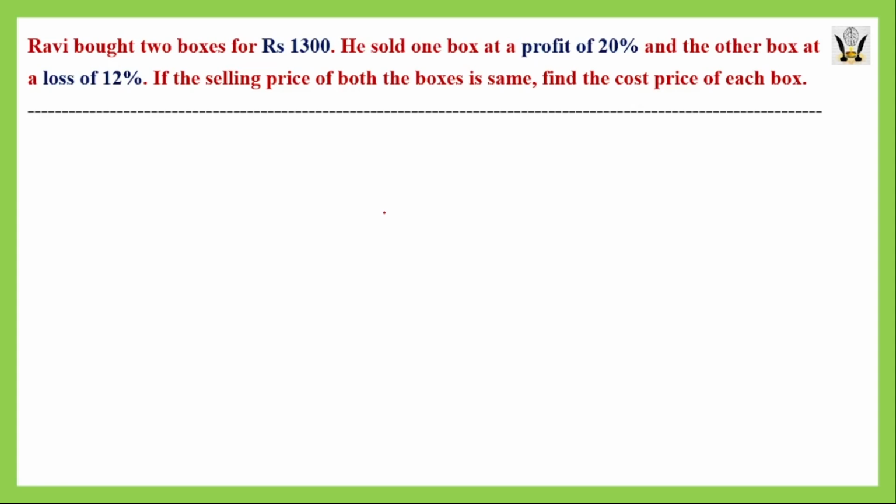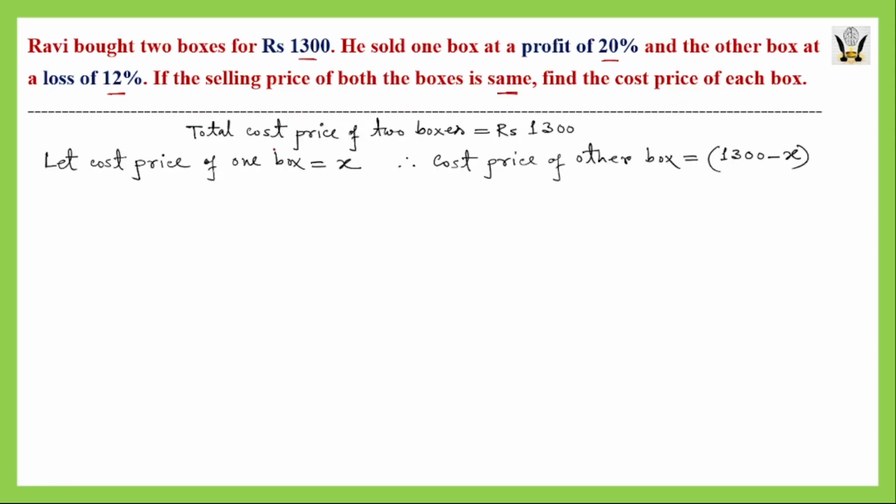So what information is given to us is the total cost price of two boxes, which is 1300. Then he sold one box at a profit of 20% and the other box at a loss of 12%. And the fourth piece of information given is that the selling price of both the boxes is the same. What we have to find here is the cost price of each box. The total cost price of two boxes is rupees 1300, which is given, and we don't know the cost price of each box.